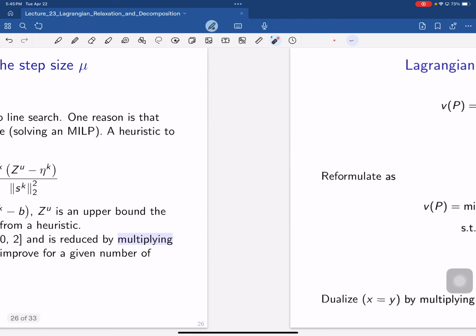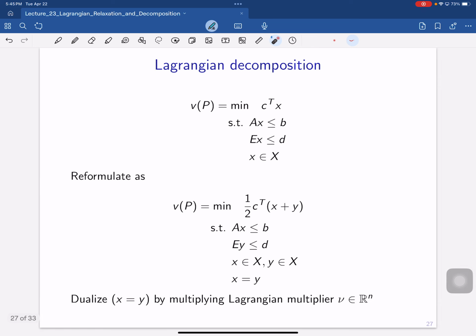Now, with that, I need to quickly talk about so-called Lagrangian decomposition.